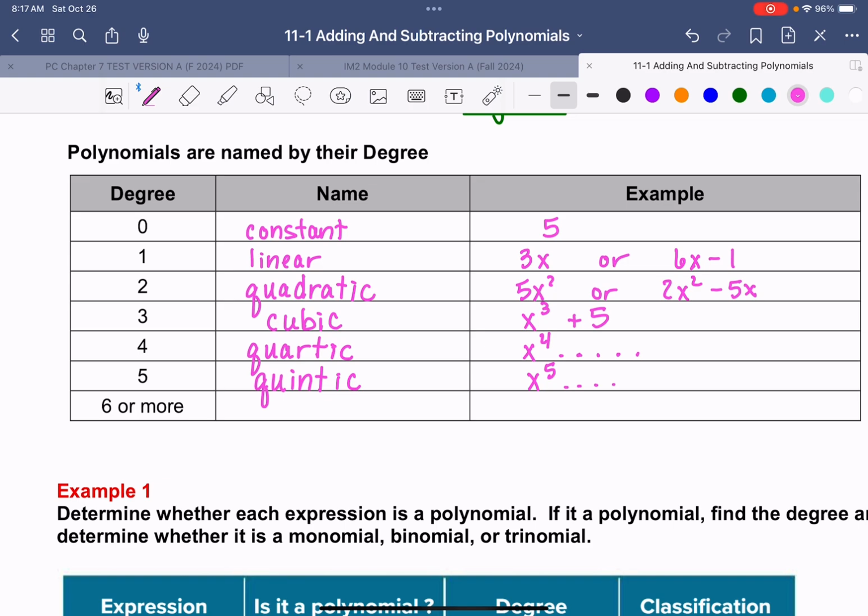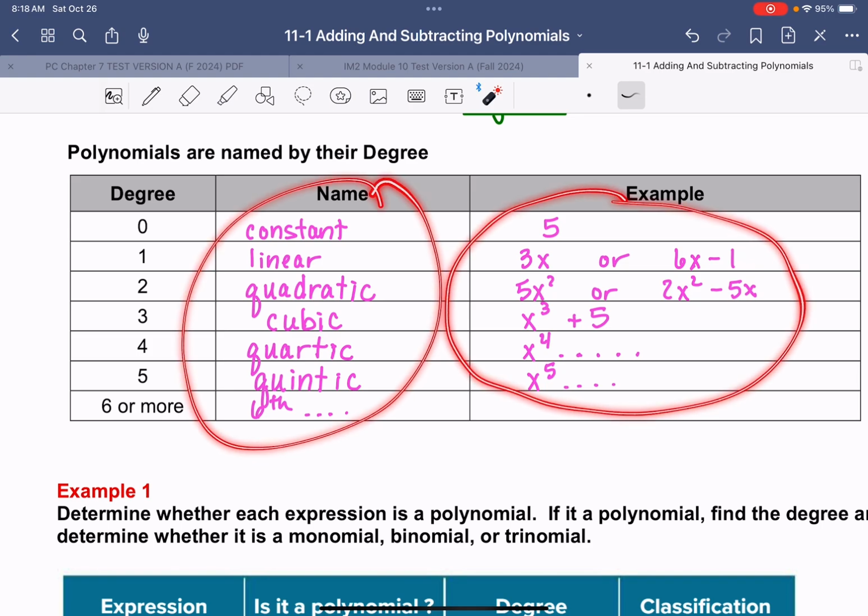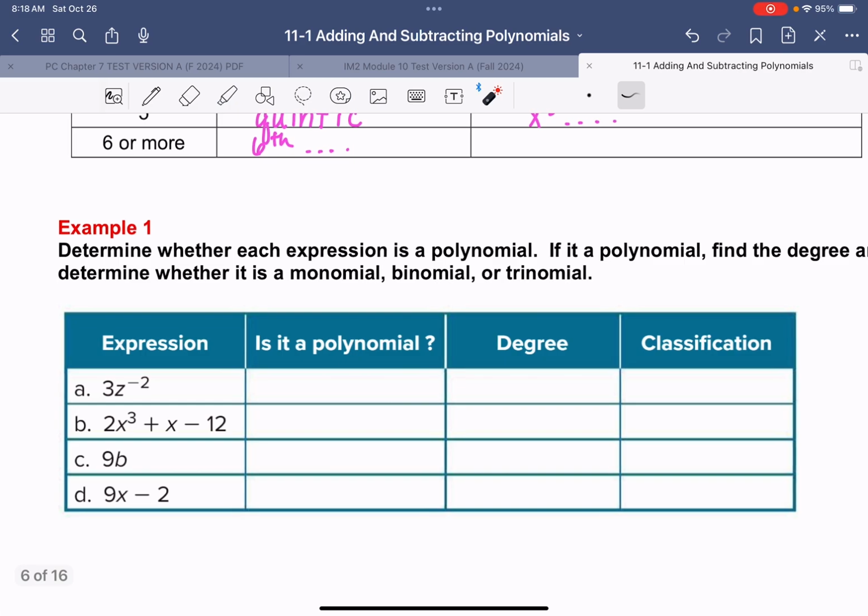For 6 or more, polynomial degrees, we don't have a special name. You just say a polynomial of 6th degree or 7th degree and so forth. So you do need to know these words. Typically we test them, you know, multiple choice or matching. So just know how to recognize them. Don't get confused between the quadratic and quartic. Those are the hardest. And kind of a preview of IM3, you'll be graphing these polynomials. So you do need to know their names and degrees. Okay. So all you need to do on your assignment tonight is determine whether an expression is a polynomial.